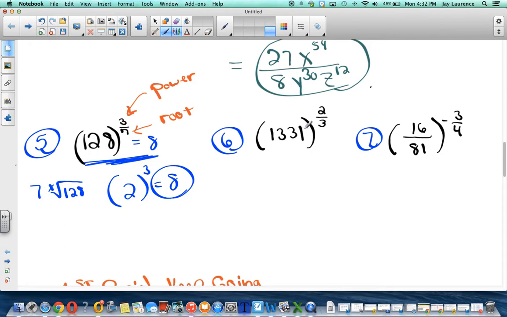Here I need to take the cube root of 1,331. Well, I believe that'll be 11. I need to square it, which will be 121. And it's too easy.